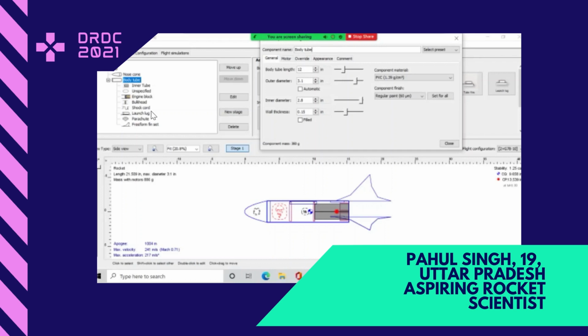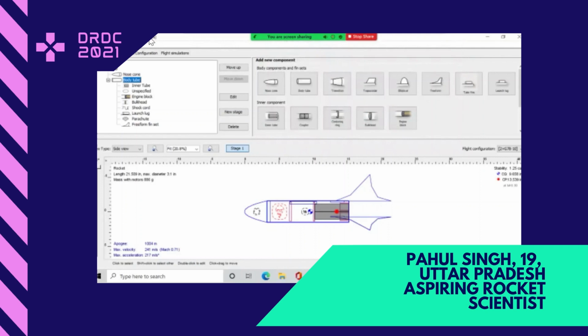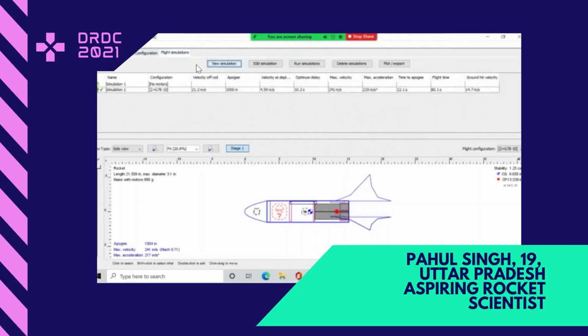Now, coming to the fact that we have shown all the components, let's go to the graph and see the flight simulations. We will use the flight simulation for the G78 motor that I've chosen.